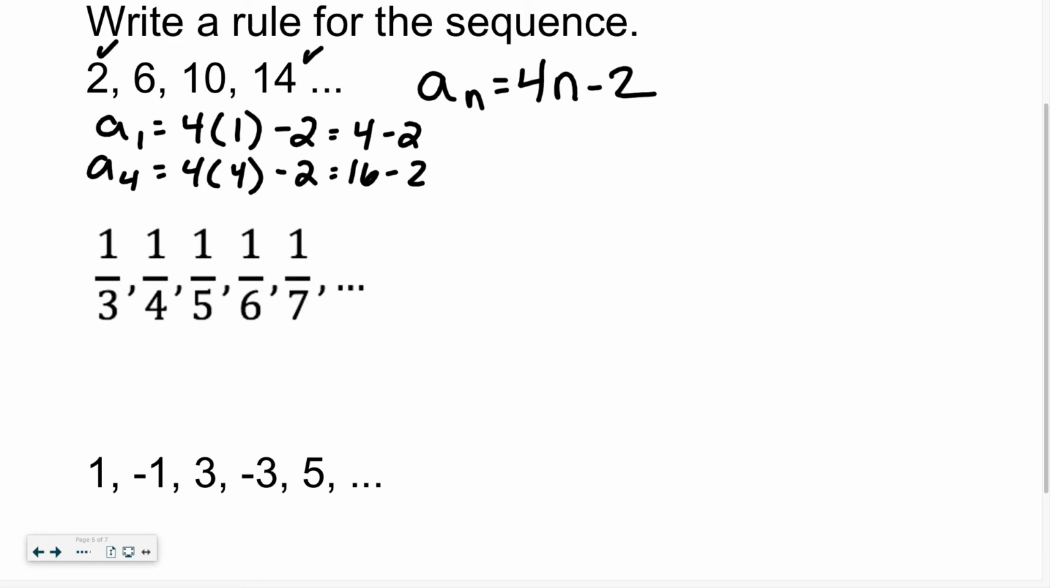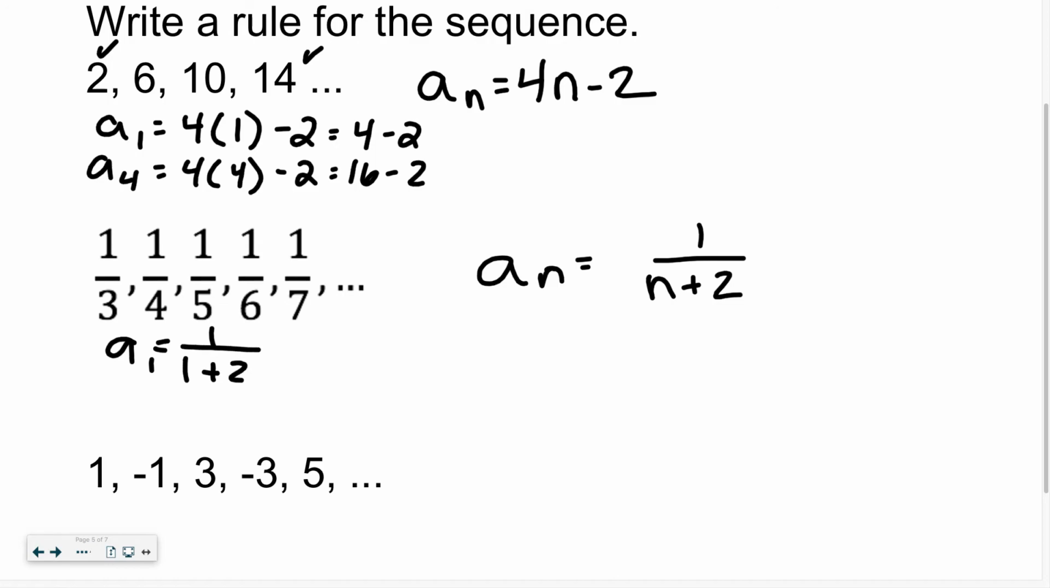Did any groups come up with something for the second one? Yeah, what'd you guys say? Dylan? 1 over n plus 2. Okay, so try it out. A sub 1 equals 1 over, so my n is 1 plus 2, that's 1/3. It works. Let's try it for a sub 5. 1 over 5 plus 2, that's 1 over 7. It works. Try it for another one.